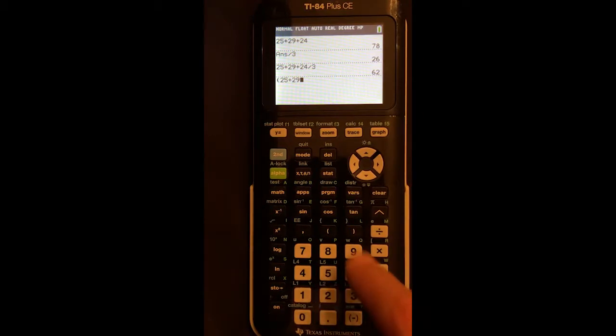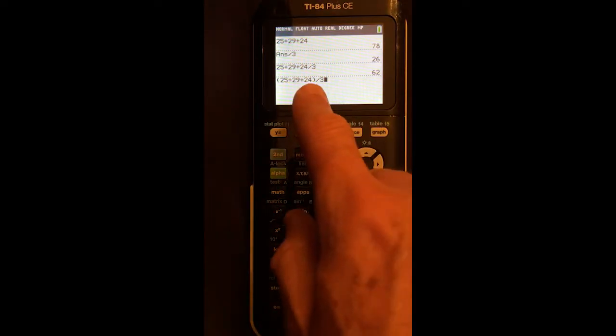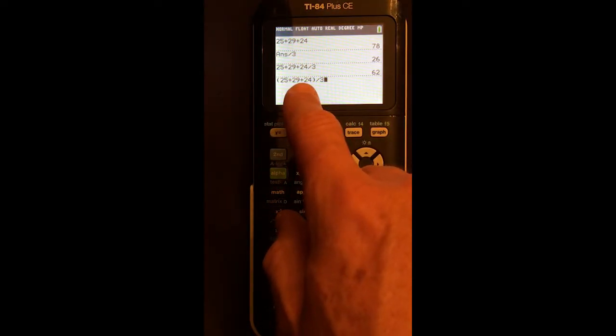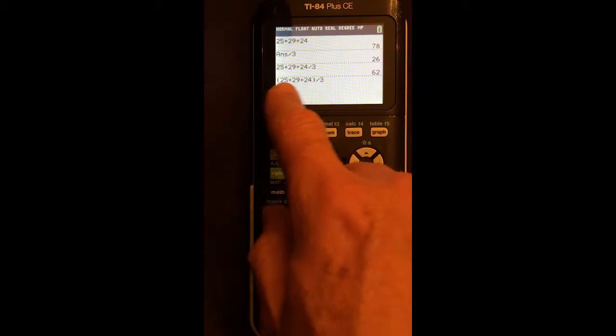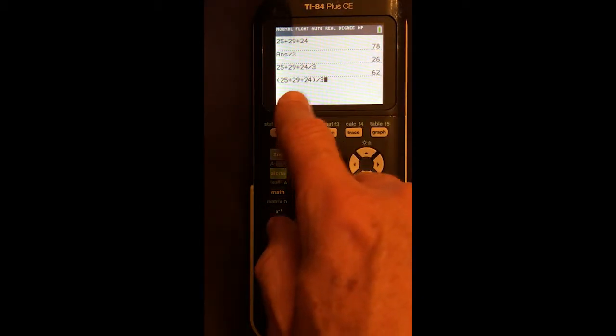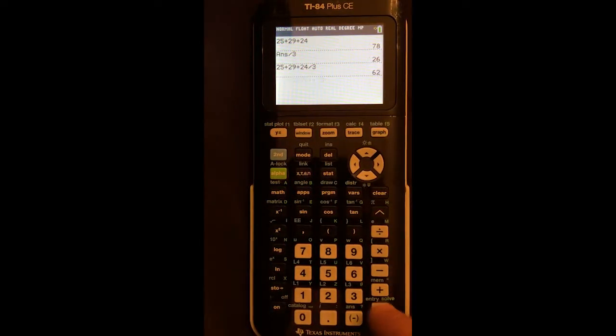Look what happens when you use parentheses like this. Now the calculator is going to first do P for PEMDAS, parentheses, grouping symbols, so it'll add. It'll get 78, and then it'll divide by 3, which will be 26.